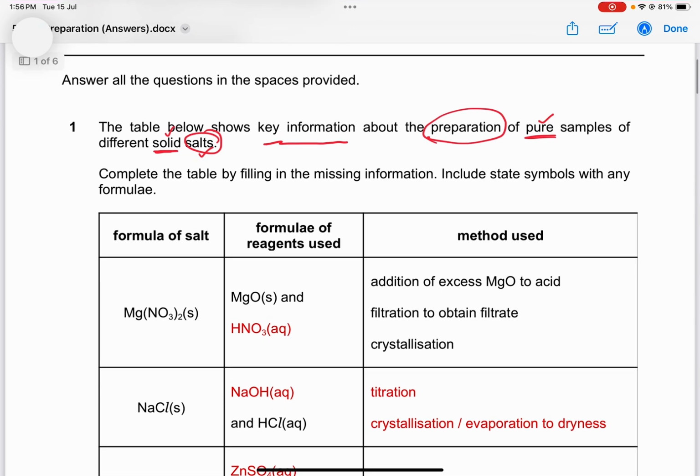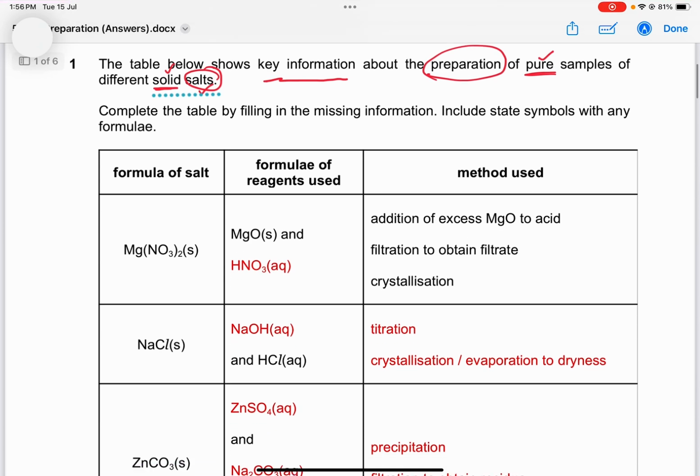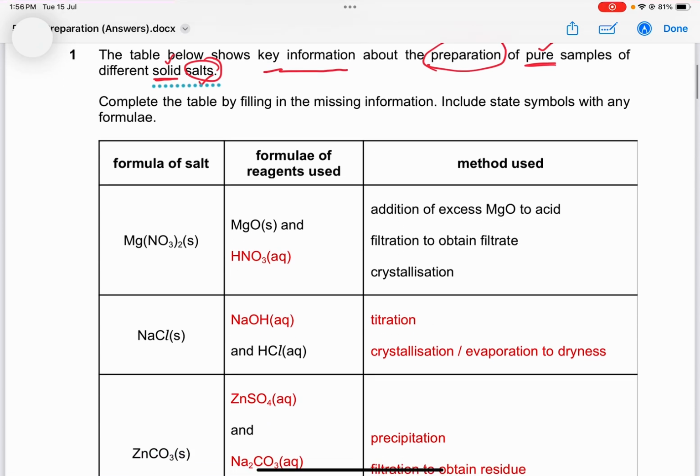They mentioned complete the table by filling in the missing information, including state symbols with any formula. All these are already filled in for us. What you realize is that they actually give you helping terms. For example, on this column, they want the formula of the reagents used, and they also require the state symbol as well.